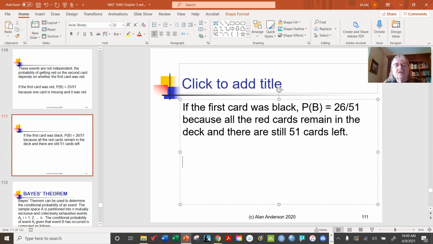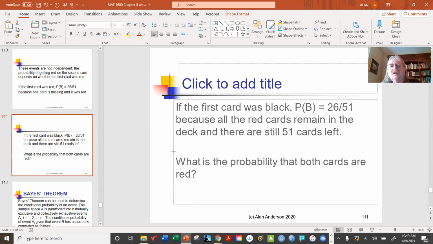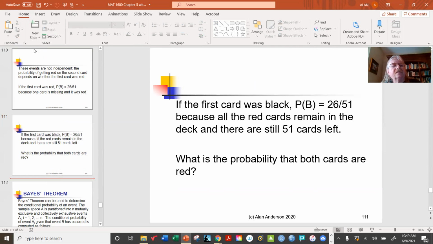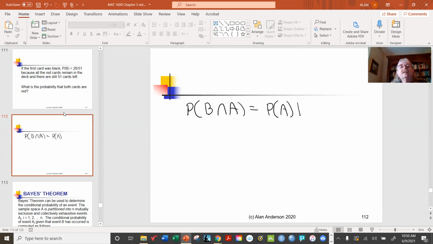So if I ask the question, what is the probability that both cards are red, we can't use the simplified multiplication rule. We're going to use the general multiplication rule because there's a conditional probability involved. So in other words, in this case, the probability of them both being red equals the probability that the first is red and the second is red given that the first card was red. Okay, in other words, we need two in a row to be red.